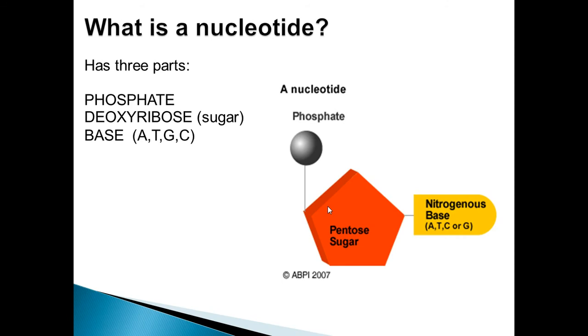So what is a nucleotide? A nucleotide is made of three things: the phosphate, the sugar, pentose meaning it has 5 carbons, and the nitrogenous base. The nitrogenous bases are nicknamed A, T, G, and C. So the rungs of the ladder are formed by the bases. One base is connected on the other side of the ladder to another base, again by hydrogen bonds. The sides of the ladder are formed by the sugar and the phosphate groups.